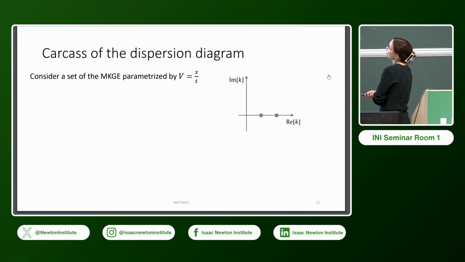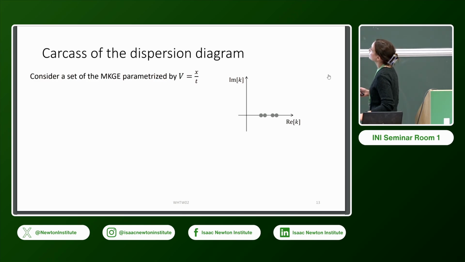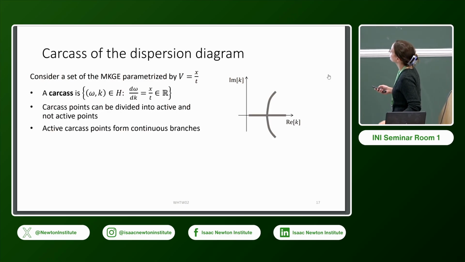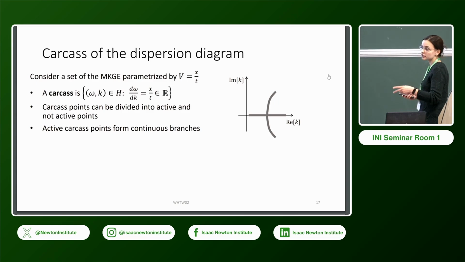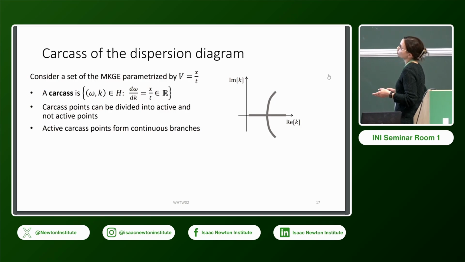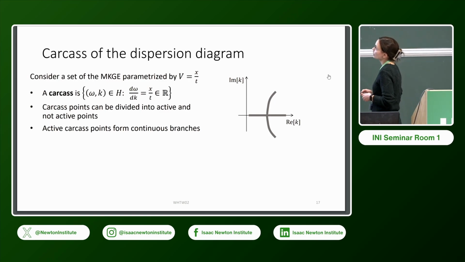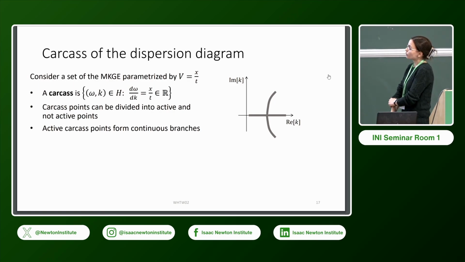So we propose to find all the saddle points for all values of v. Consider, for example, two points from the previous slide. Then we slightly change the value of formal velocity v, and we don't clean the previous saddle points. We put another point here. We continue this process, and as a result, we obtain a set of curves. That is, again, the set of all saddle points for all values of formal velocity, and we call this set a carcass of the dispersion diagram. So we are going to plot a carcass, then we are going to divide it into active and not active points.